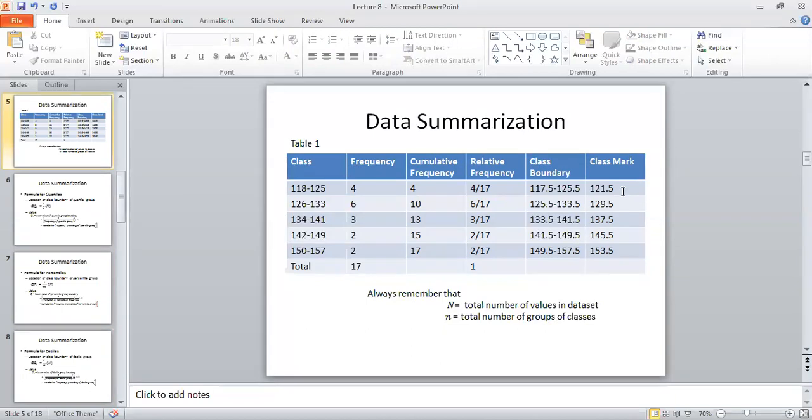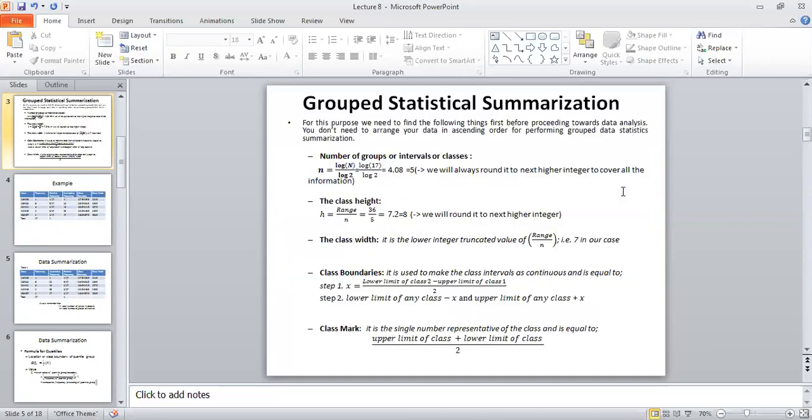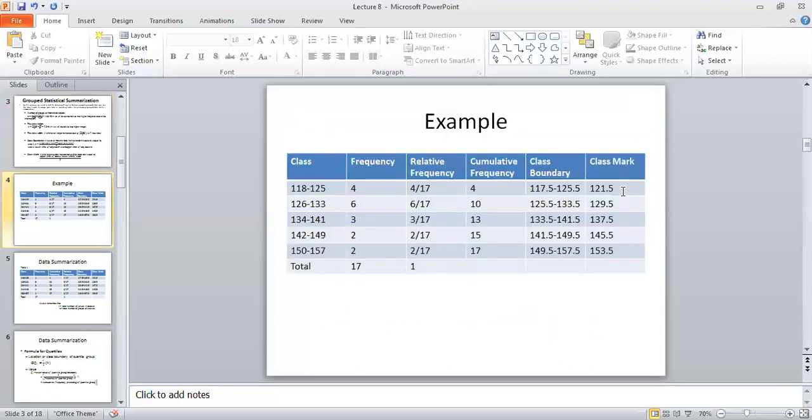It is important to remember these columns and, in addition, the nomenclature that we are going to use throughout. Capital N indicates the total number of values in the data set, and small n is the total number of groups or classes in the data set. I hope this is understandable. The formulas that we have used are all indicated in this slide: class mark, class boundaries, class width, class height, and the number of classes that we want, and the way they have been used in the data set have been shown over here.